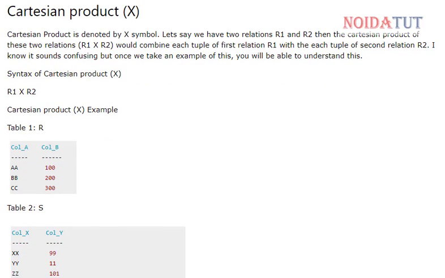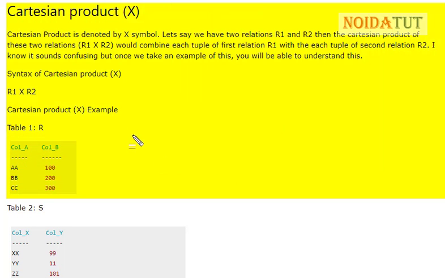Now when we are talking about the Cartesian product, it is denoted by cross. Let us say that we have two relations R1 and R2. Then the Cartesian product of these two relations would combine each tuple of the first relation with each tuple of the second relation. Now let us have a look at the example. In this we have R1 and R2. The first table has column A and column B, and the second relation has its own columns.